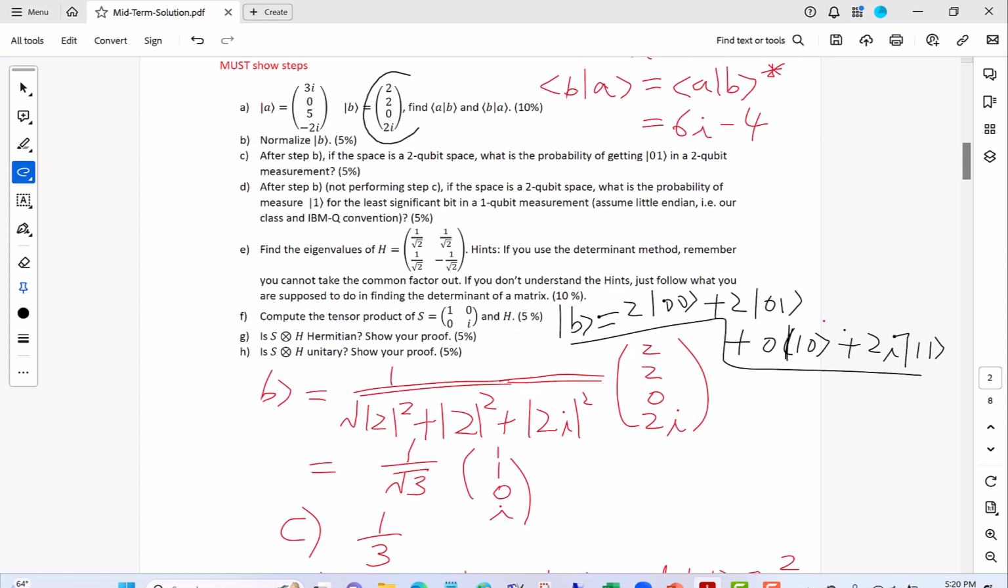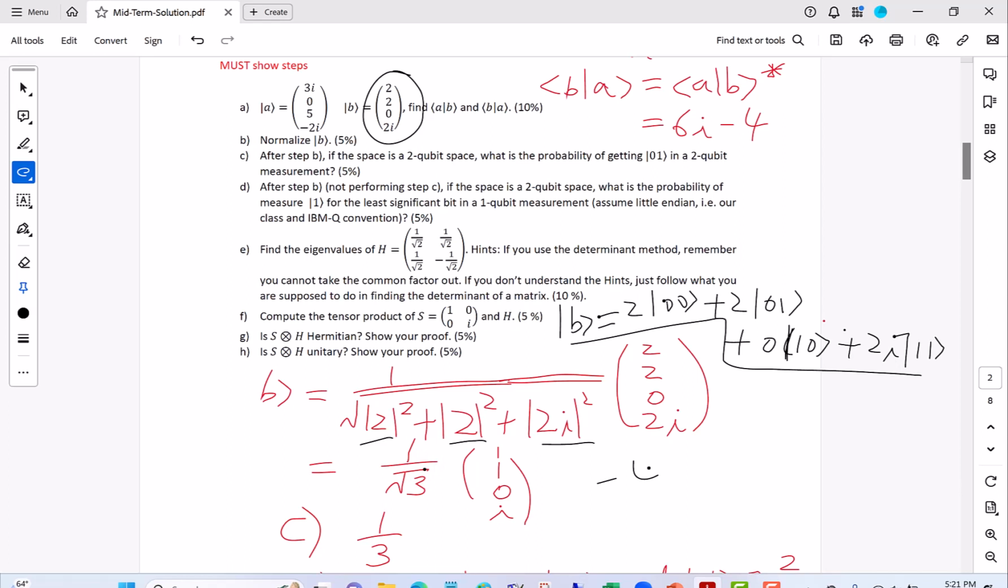For B, that's why you normalize with all the coefficients: 2 squared, 2 squared, 2i squared. Remember, take the magnitude, not just square. Some of you give me negative 4. No, we take the magnitude and then the square. So this is 4. That's why you have 12, 1 over square root 12. 1 over square root 12 is 1 over 2 times square root 3, right? So you cancel the 2, you get 1 over square root 3.